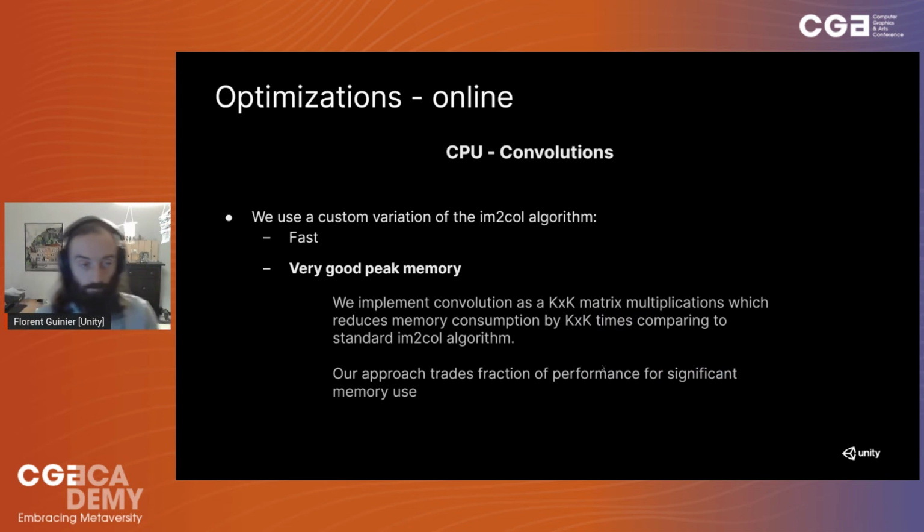Optimization online. So obviously CPU optimization and GPU optimization are going to be wildly different. Let's look a little bit at CPU. So there are various algorithms for convolution in terms of the way to approach the problem. We use a variation of the im2col algorithm.